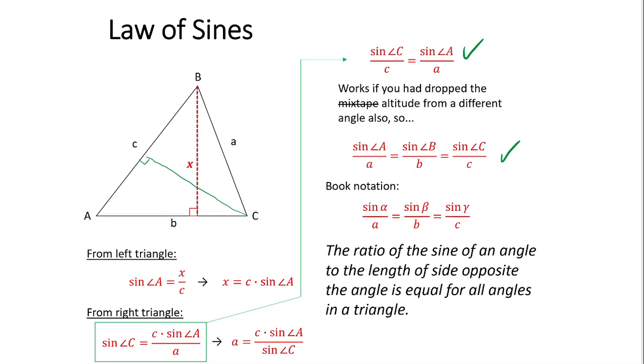So we can apply that and say that this right here is the law of sines, and usually instead of angle A, angle B, and angle C, the angle variables are alpha, beta, and gamma. This weird-looking letter that looks like a Y is called gamma. Okay, so the ratio of the sine of an angle to the length of the side opposite the angle is equal for all angles in a triangle. That's what the law of sines is.